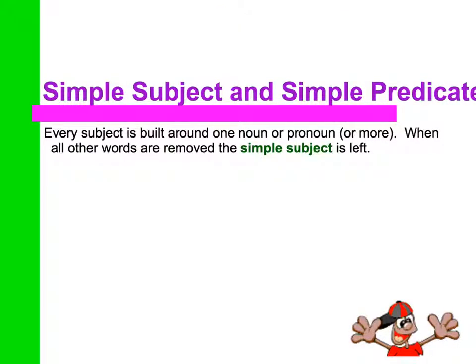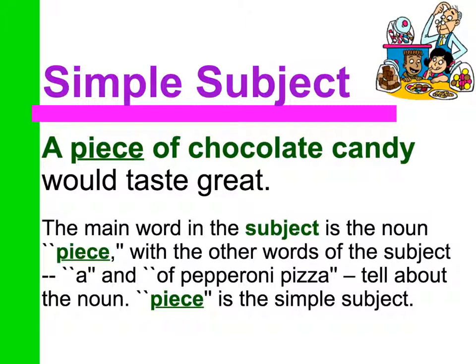Sometimes it will ask you just what the simple subject is or what the simple predicate is, because every subject is built around one noun or pronoun, and if all the other words are removed, the only thing that's left is the simple subject. For example, a piece of chocolate candy would taste great. The main word in the subject is the noun piece, but the other words of the subject, of chocolate candy, give some descriptors about the noun, but piece is the simple subject.